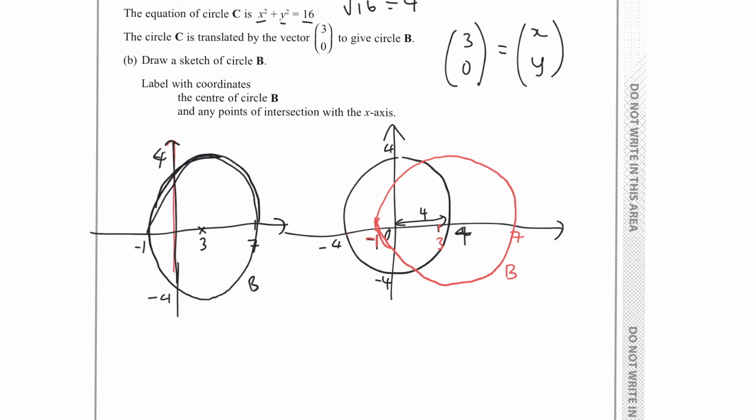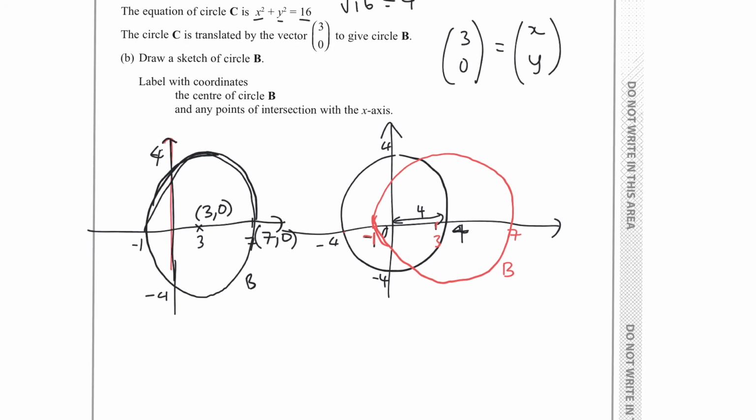So next thing is that it wants us to label with coordinates the center, which we've done. So you just write the full coordinate 3, 0. And it says any points of intersection. So that would be 7, 0. And then notice that because it's now shifted, it's not actually going to hit directly at 0, -4. It will be like another negative number, 0.